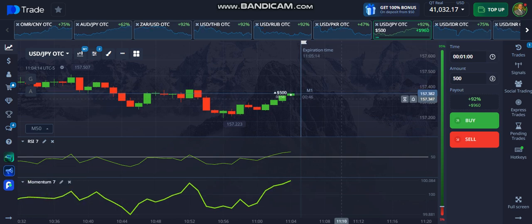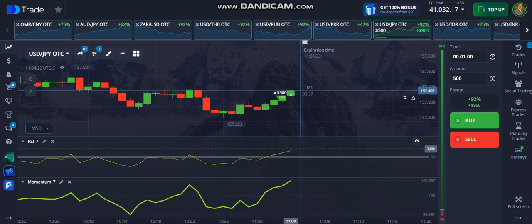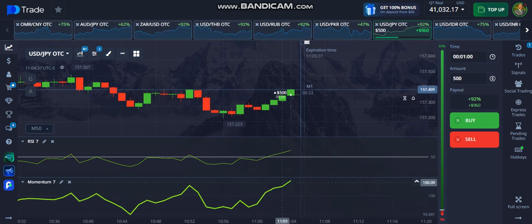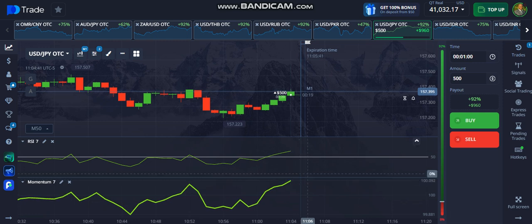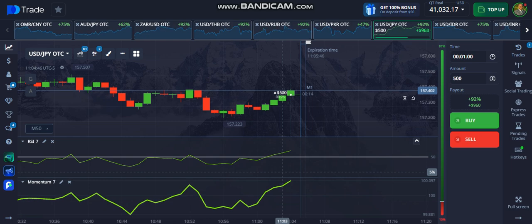Okay, so I'm on the USD Japanese yen OTC pair, and I just took a buy trade here. And the reason why I took the buy trade is you see here the RSI line, the green RSI line, just crossed over the 50 line in a positive direction here, in an upward sloping direction. In addition to that, the momentum indicator here is also showing a strong upward sloping movement. So I went ahead and took the 60-second trade here. So let's monitor this trade and wait for the expiry.